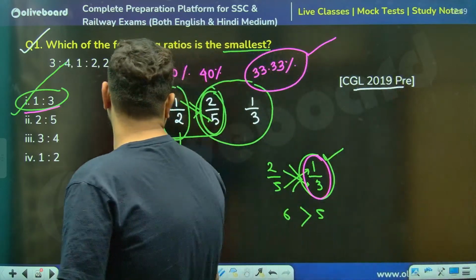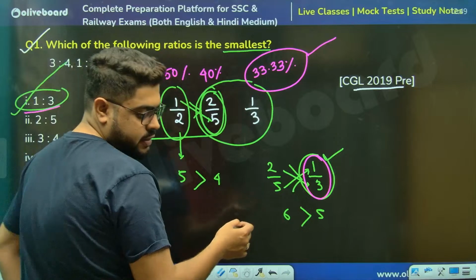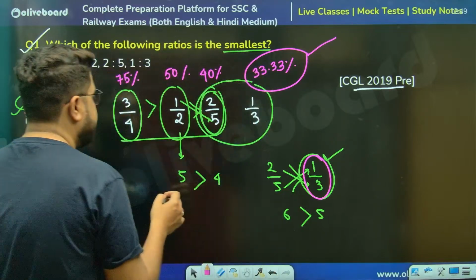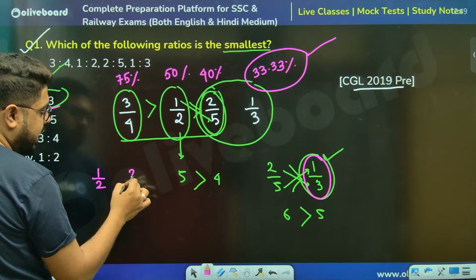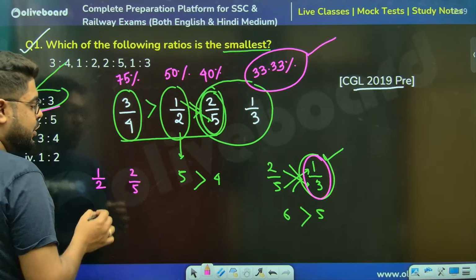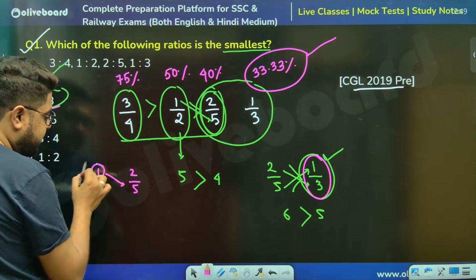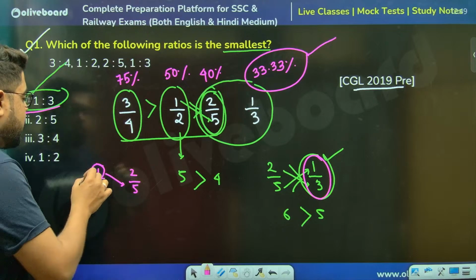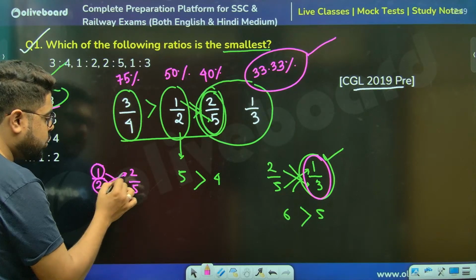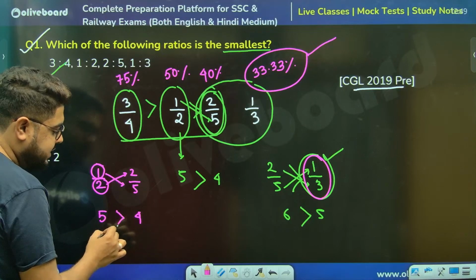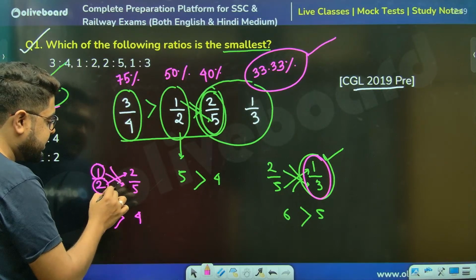You see, this is 5 greater than 4. Muskan, we did this, 1 by 2 and 2 by 5 we are comparing. So cross multiplication starting from the left top. 1 into 5 is 5, sir. And again, these two multiplication, 2 into 2, 4. So 5 is greater. That is why I have written that this is greater.